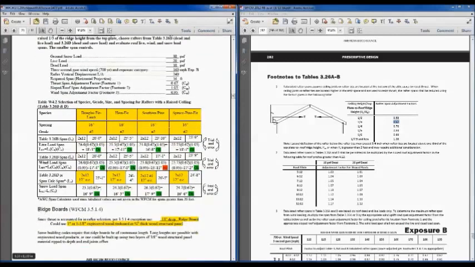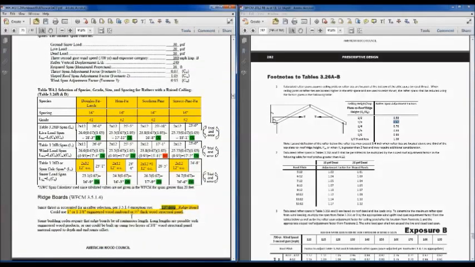And again, we show the option here for ridge boards versus a ridge beam. So that 13-inch deep ridge board could be used. We didn't show the ridge beam option here, so this would just be a ridge board over that vaulted ceiling since the thrust is taken care of.